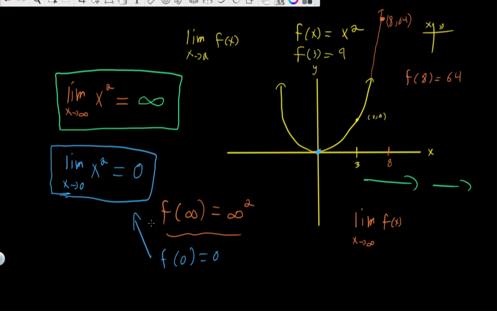This is the same thing in this case, because we're not using weird notations such as f of infinity. We can actually plug in f of 0, so this is okay. But we can also define it with the limit. We can say the limit as x goes to 0 of x squared is equal to 0.